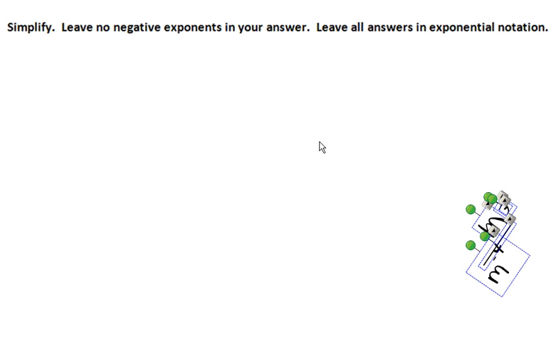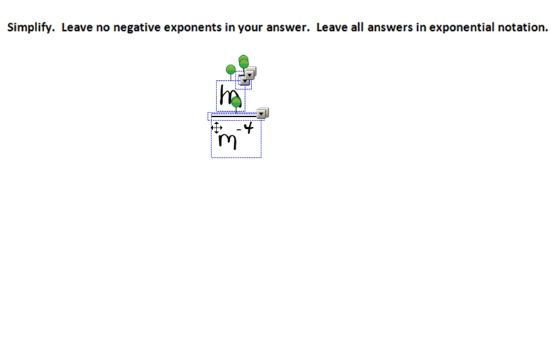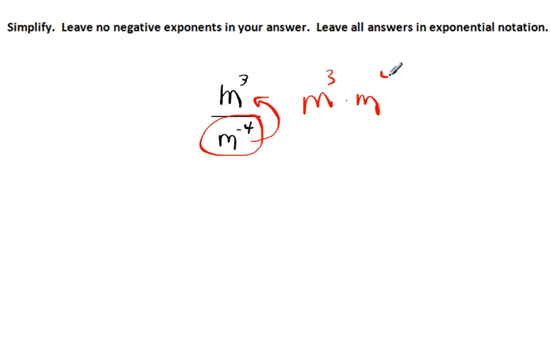And then, here we go again. Now this one's a little different because it's got the negative exponent on the bottom already. So what I would do is circle it and move it up to the top. So we have m cubed times m to the positive fourth now, because the negative means reciprocal. If it's already on the bottom, move it up. There's nothing left on the bottom, so it's just m to the 7th power. Okay?